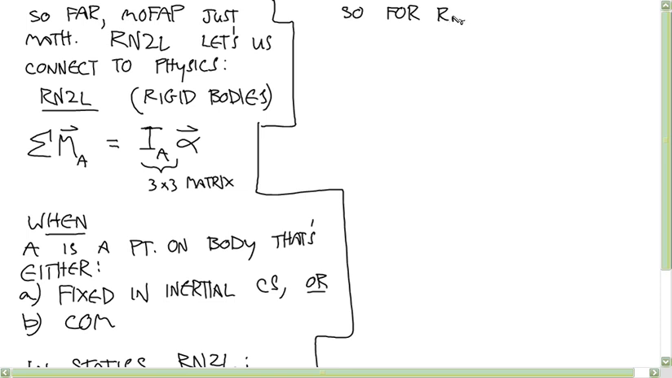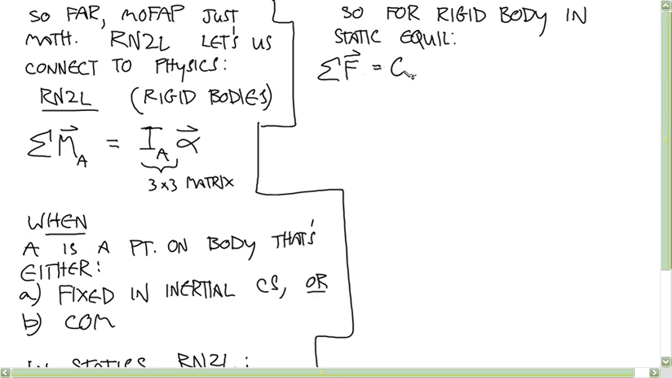For a rigid body in static equilibrium, we have two equations. The sum of the forces acting on that rigid body is equal to 0, and the sum of the moments about any point you want is equal to 0. And those are true in 2 dimensions or 3 dimensions.